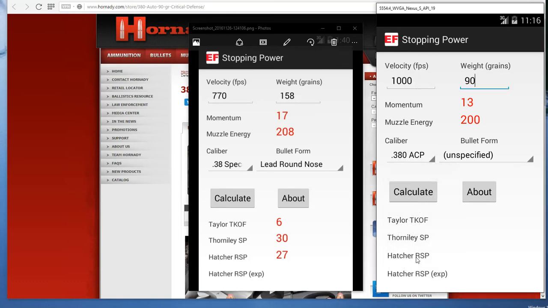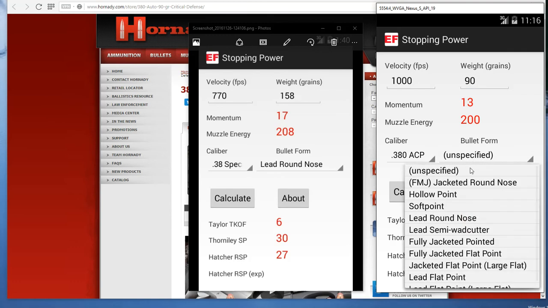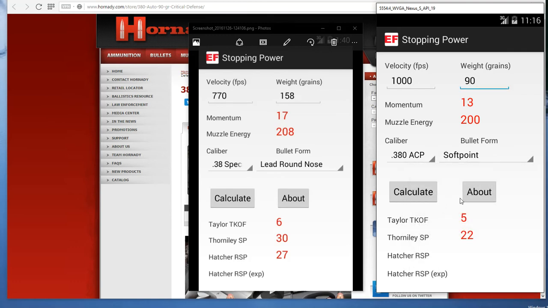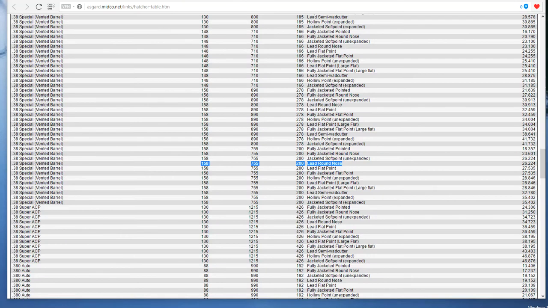Selecting 380, tapping calculate, we have a Taylor knockout factor of 5 and Thorniley stopping power of 22. Selecting the bullet form for this particular round, soft point would be most appropriate. Tapping calculate, we have a Hatcher relative stopping power of 20 and expanded value of 27. And this seems reasonably correct.